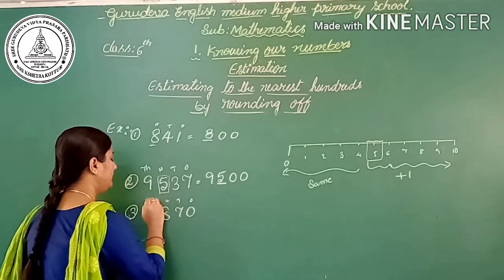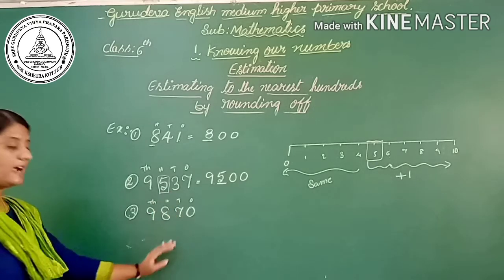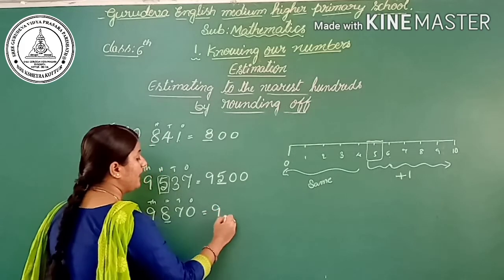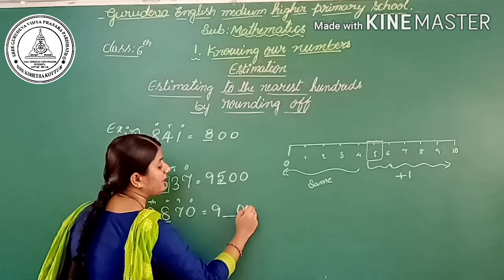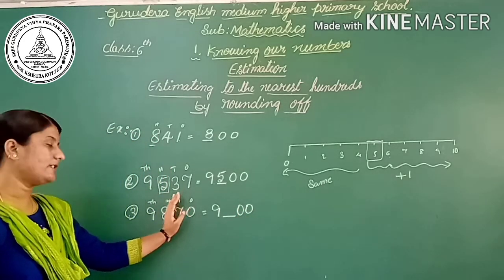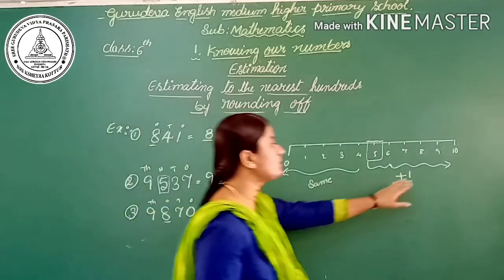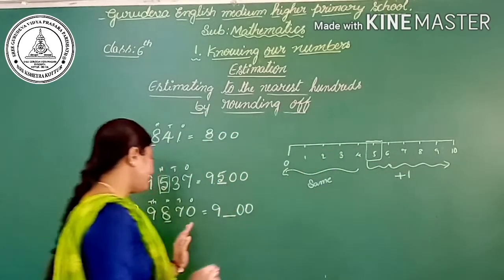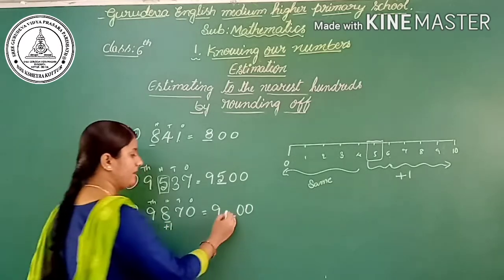Tens, hundred and thousand. Here also we have to round to the nearest hundreds. Write the thousand place as it is and keep the dash in the hundred place, and the rest of the places we write 0. Then take the tens place as the reference value. Here the reference number is 7. So 7 is closer to the 10. So we have to add 1 to the 100 place. Here 8 is there. So we add 1. We will get the 9.